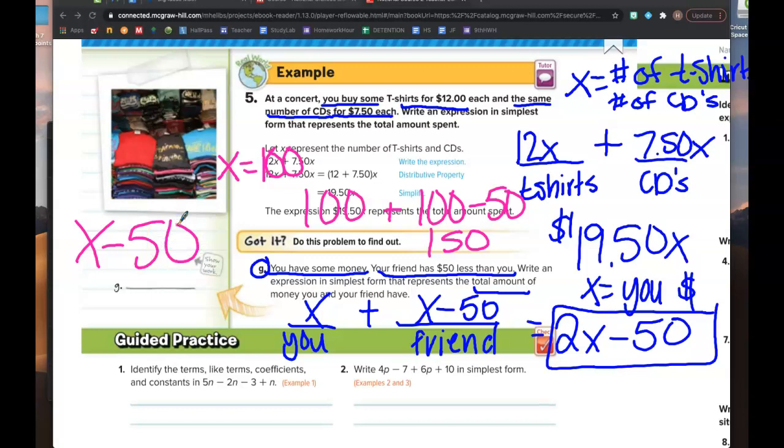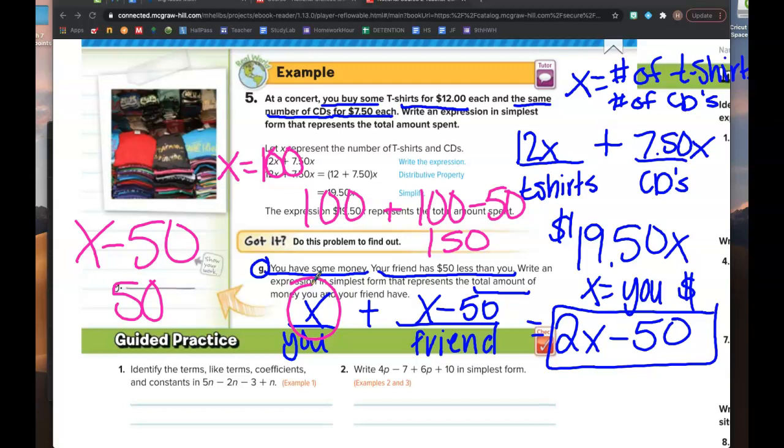If you only wrote X minus 50, which is what a lot of you would have written, this would have said what I have minus $50, so then our total would have been 50. Does that include what I have? No, so that's why we have this extra X right there, because that is what I have. Now, does that make sense?